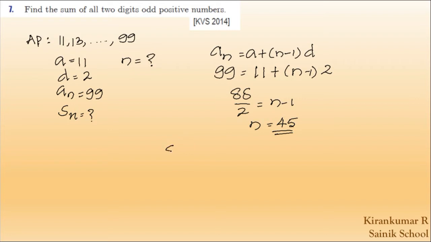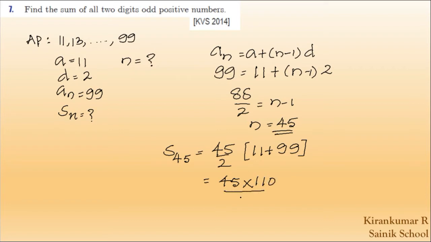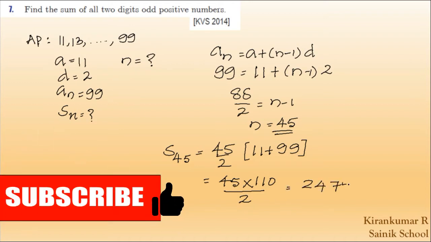So the sum of those 45 terms is n by 2 multiplied by (a + an), which is 45 by 2. We get it as 45 into the sum of 99 and 11, which is 110, divided by 2. And we get it as 2475.